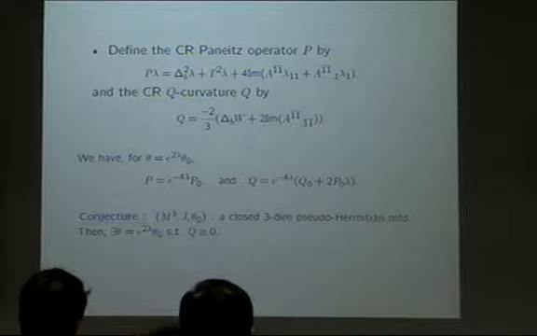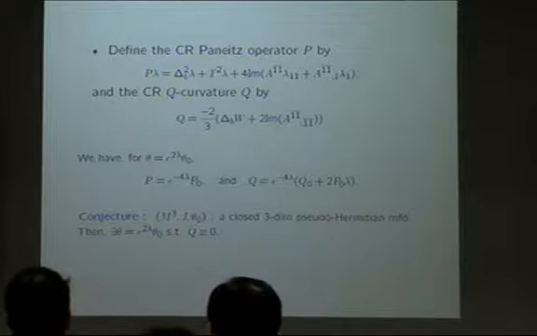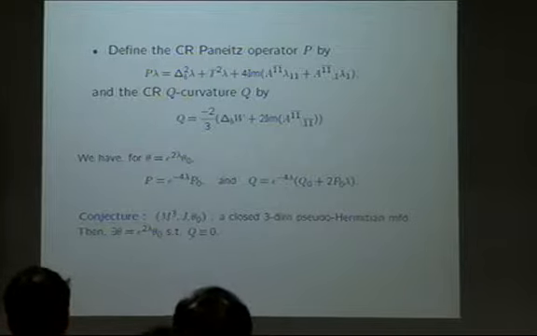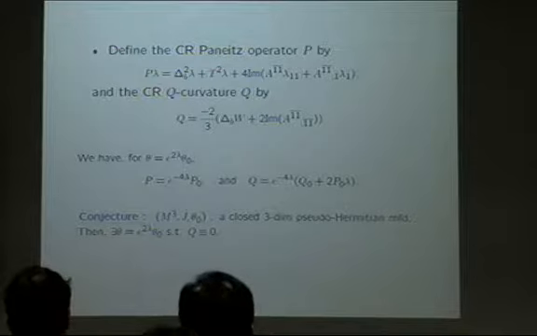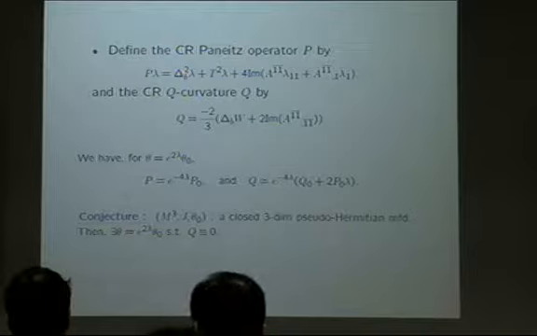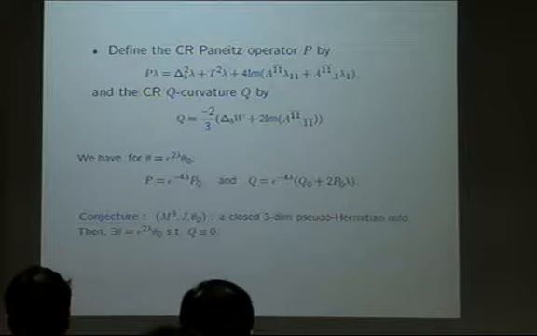Next, we define the CR Paneitz operator and CR Q-curvature by these formulas. The CR Paneitz operator is a fourth-order differential operator and consists mainly of the square of the sublaplacian and the square of the Lie derivative with respect to the Reeb vector field. This term is a lower order term.